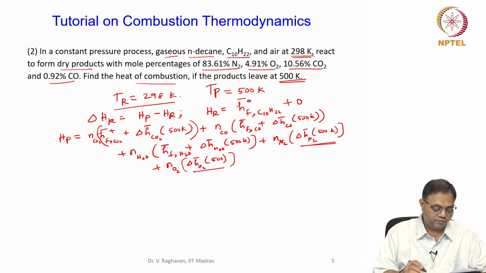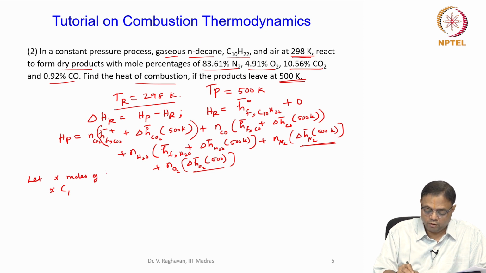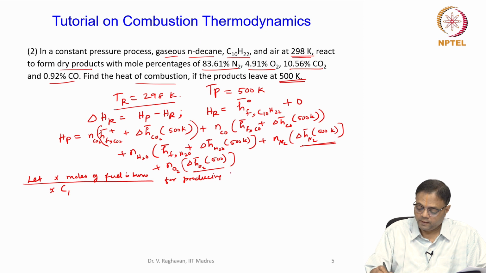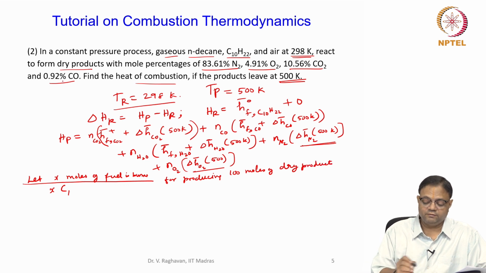Now write the chemical equation. Let us say X moles of fuel is burnt for producing 100 moles of dry products. Why? Because if you add these percentages here, it will be 100.